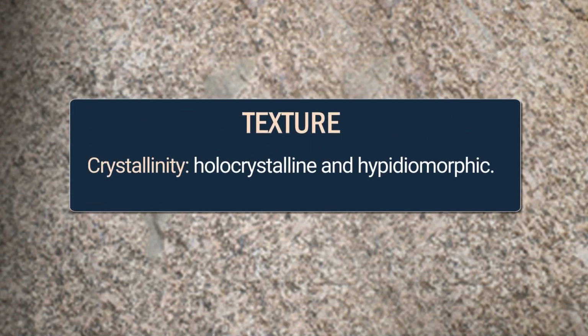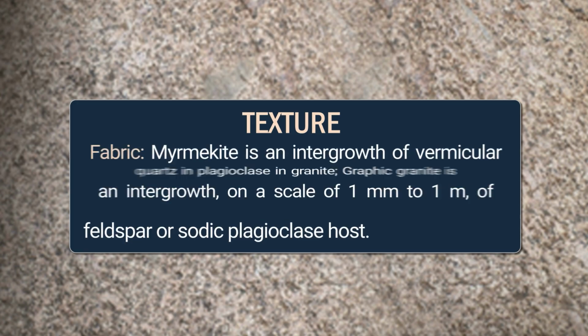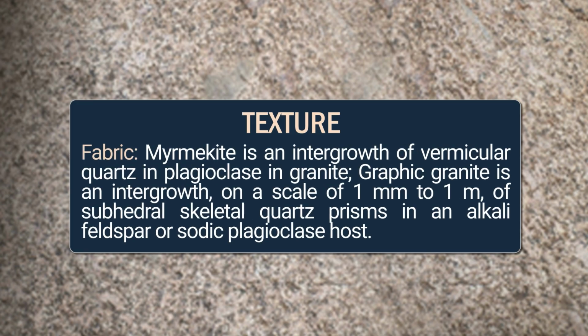Texturally, granites are usually holocrystalline, with well formed crystals, and hypidiomorphic, that means the grains may be euhedral or subhedral. Granularity wise, these grains are almost of equal size, they are phaneritic, and as mentioned, porphyritic texture can also be observed where phenocrysts of feldspar are surrounded by smaller quartz and feldspar grains. That means the phenocryst will be relatively bigger in size than the groundmass constituting minerals, in this case quartz and feldspar. Fabric wise, many intergrowth textures are seen in granites.